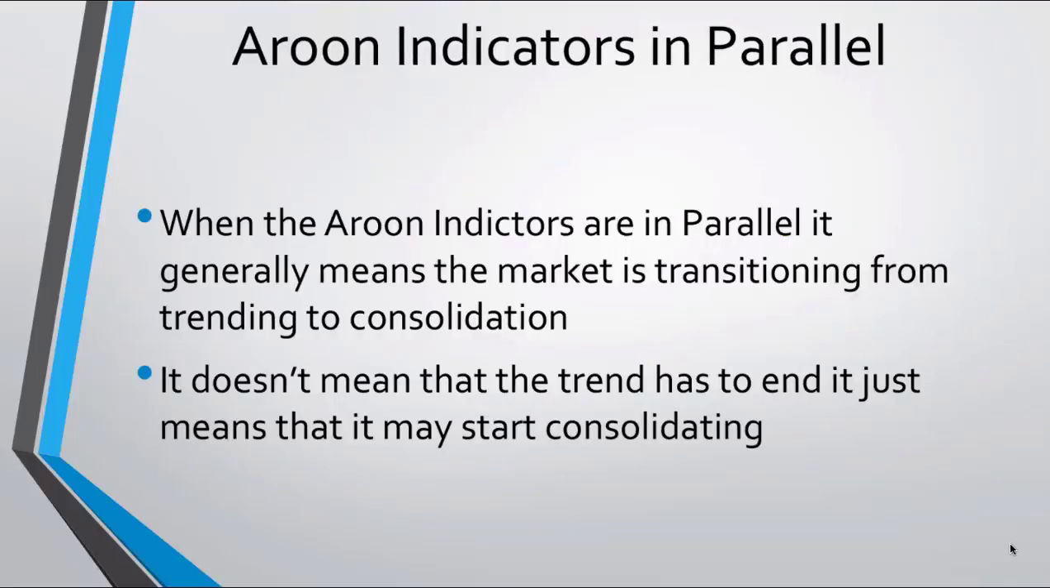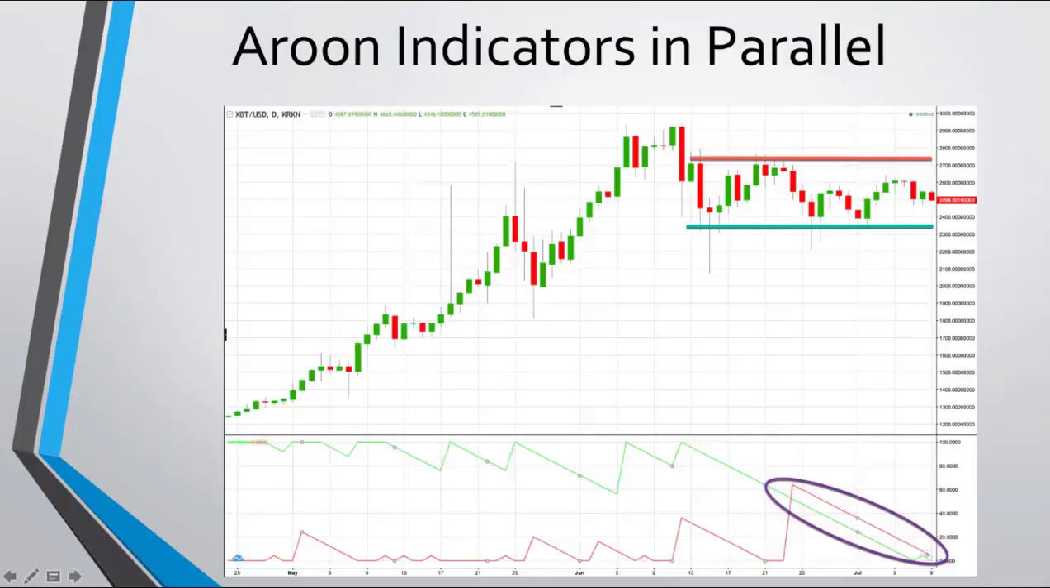Aroon indicators in parallel. When the Aroon indicators are in parallel, it generally means the market is transitioning from trending to consolidation. It doesn't mean that the trend has to end. It just means that it may start consolidating. Again, an indicator is giving you an indication of something, not a guarantee.